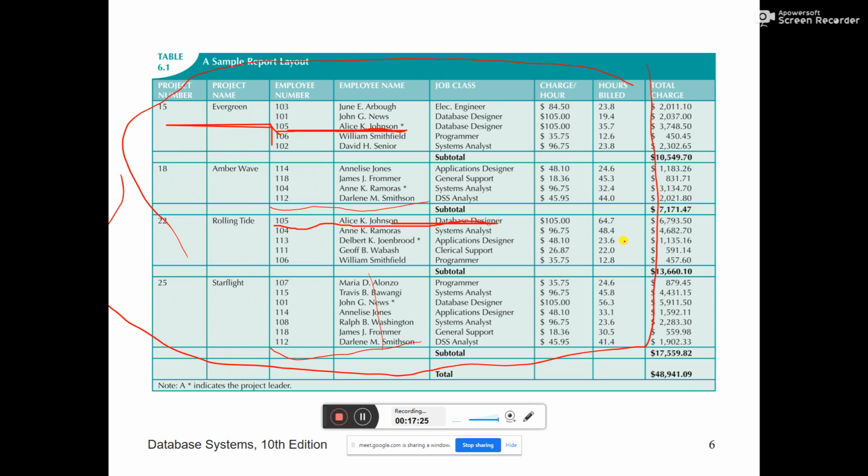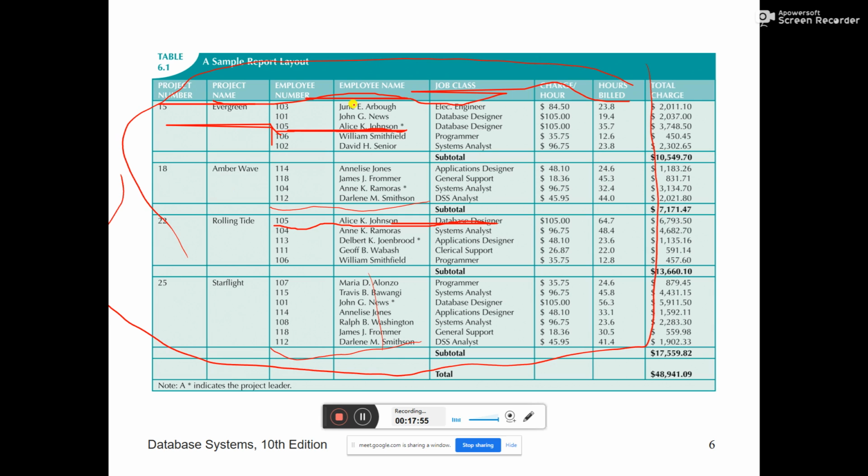What can be the possible primary key in this table? Who will tell me? Project number. Okay, currently in this form, yes, we can have project number as the primary key. So this is a prime attribute, and other than project number, all others are non-prime attributes.